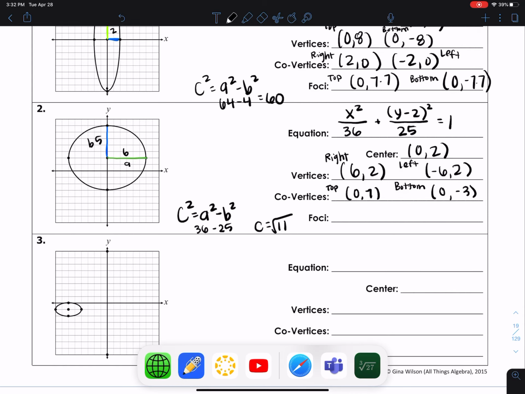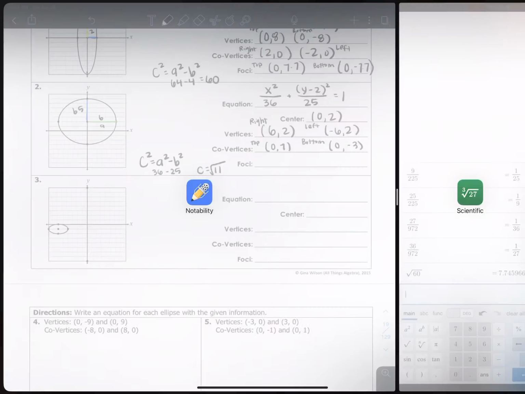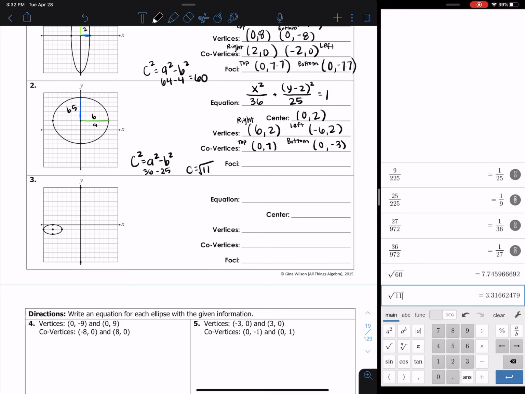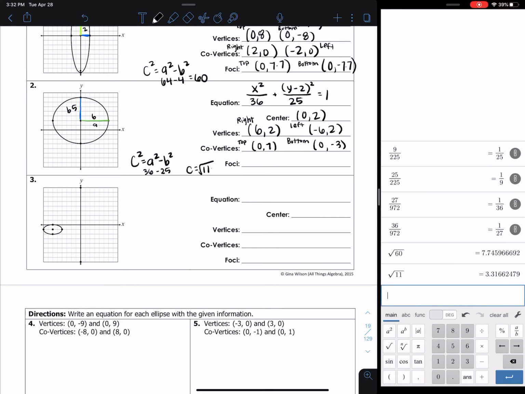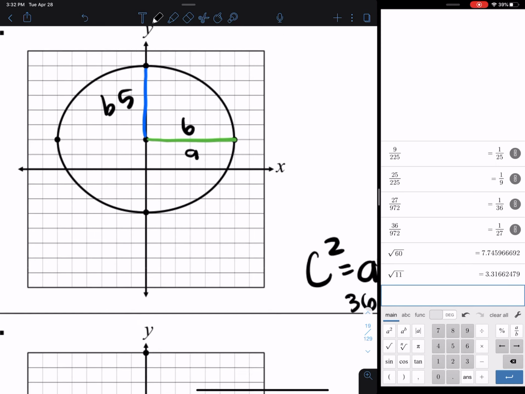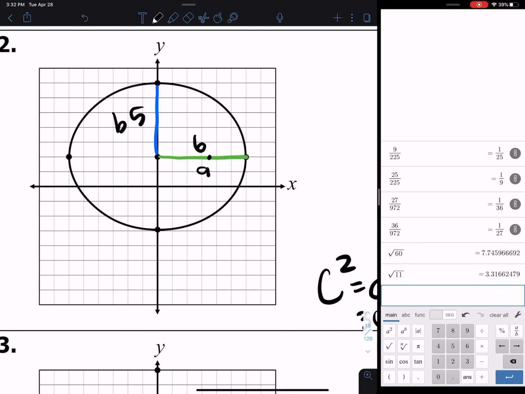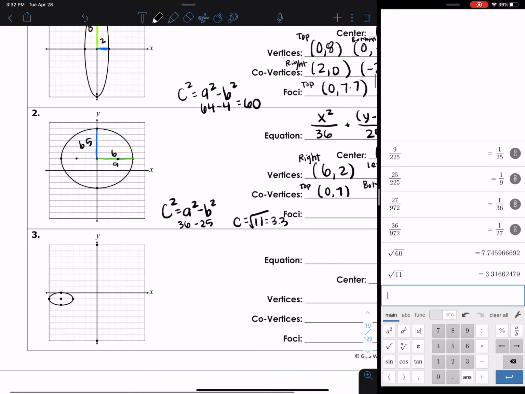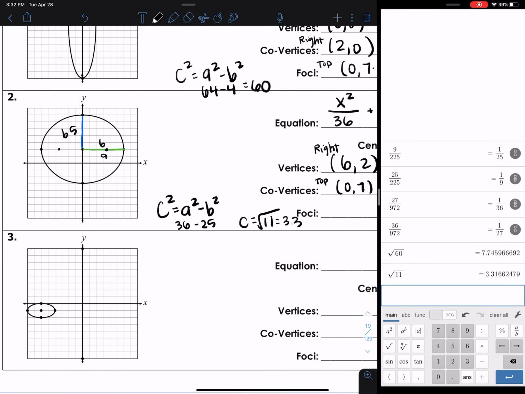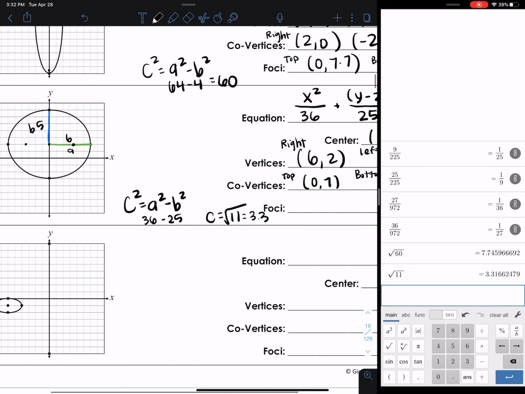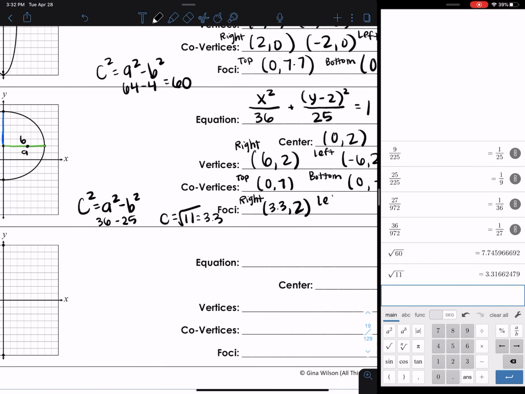So if we type in the square root of 11 here, that's 3.3. So from here, I'm going to go over 3.3 to the right and 3.3 to the left. This is nice because the center isn't moved left or right. So we can just say that the right focus is at (3.3, 0), and then the left focus is at (-3.3, 0).